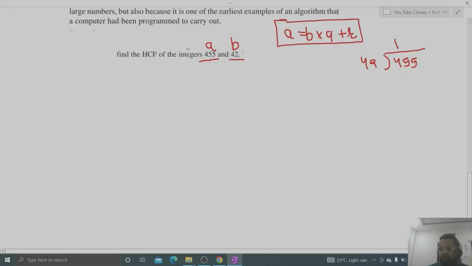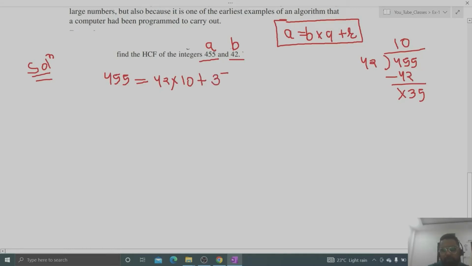So 42 1 is 42, and the 3 will come here and 5 will come here. No multiplication will happen here, so I will put the 0 here. It is a rule. So 455 can be written in this form, like 455 is equal to 42 into 10 plus remainder, which is 35. This is our solution.